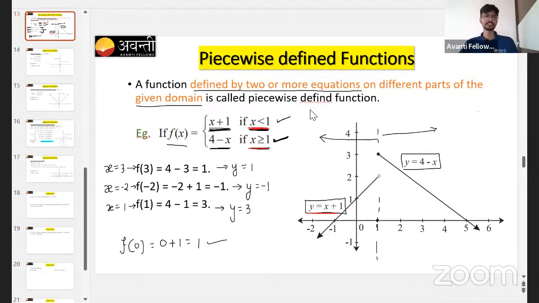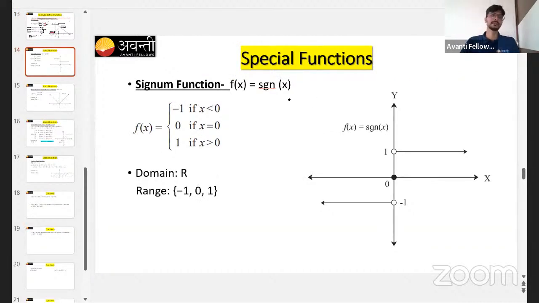The first one is the signum function, and it is denoted by SGN of X. Now, SGN of X is divided into three pieces, three categories. That is, first when X is less than 0, second when X equals 0, and third when X is greater than 0. If you notice, when the value of X is less than 0, the output is -1. When X equals 0, the output is 0. And when X is greater than 0, the output is 1.